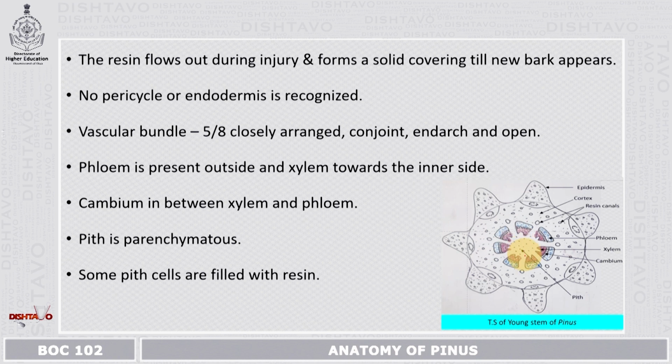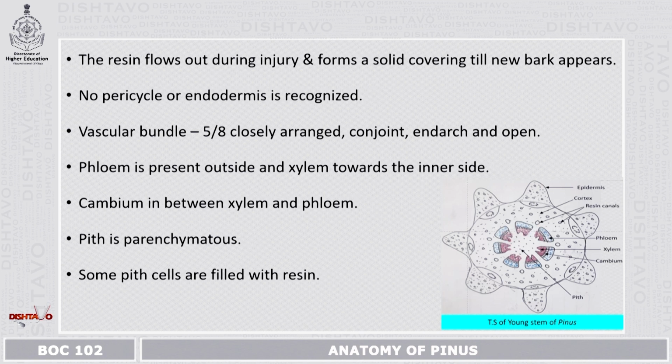There are about 5 to 8 vascular bundles. These bundles, what you can see here, are the vascular bundles which are arranged conjoint, endarch and open. Open means they have the presence of cambium in between the xylem and the phloem. This structure, what you can see here, is the cambium. So the blue colored structure is the phloem and inner to this is the xylem.